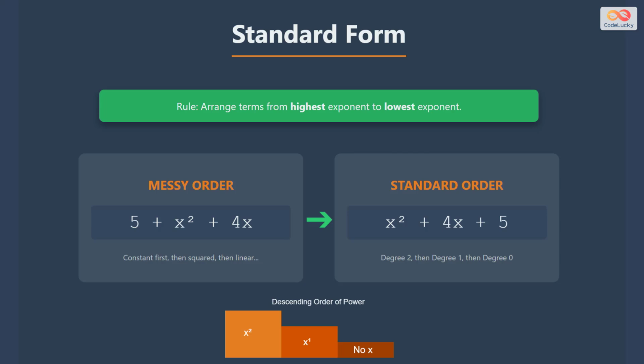Mathematicians like order. The standard form for writing a trinomial is to arrange the terms from the highest exponent to the lowest exponent. So if you have 5 plus x squared plus 4x, you should rearrange it so x squared is first, then 4x, and finally the 5. This makes it much easier to read and solve.